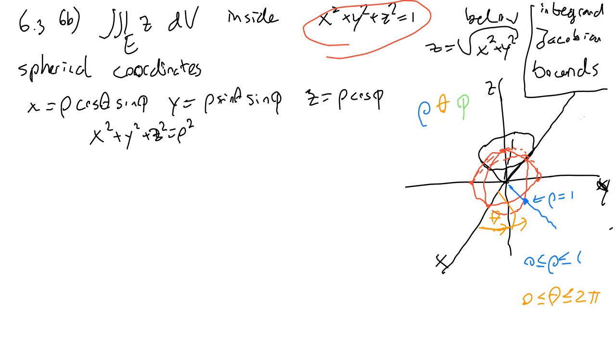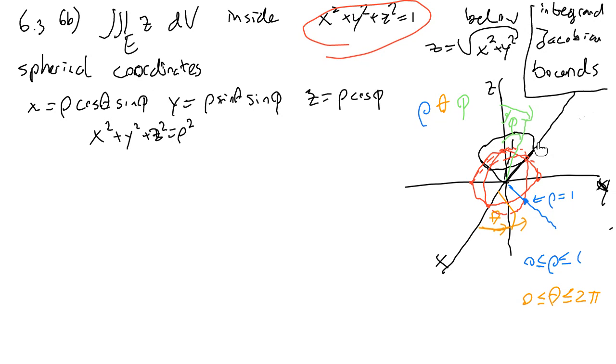Now about phi. What does phi represent? Remember, phi represents the angle with the positive z-axis, so there will be an angle like this. If phi is 0, then we are on the positive z-axis. If phi is pi, then we're on the negative z-axis. If phi is pi over 2, we're on the xy plane. So that is what phi determines: the angle with the positive z-axis.